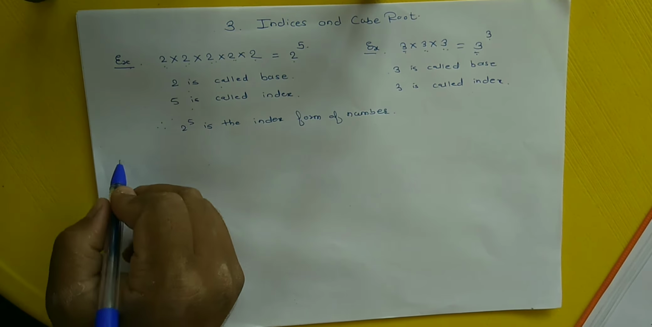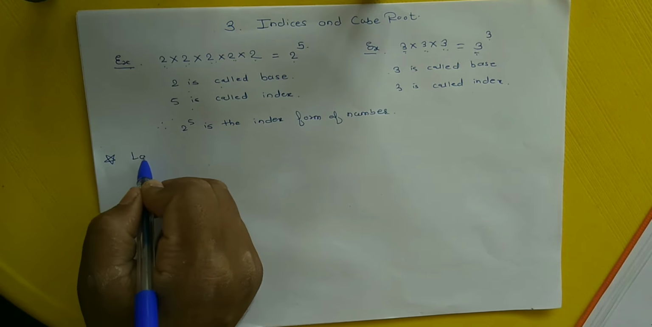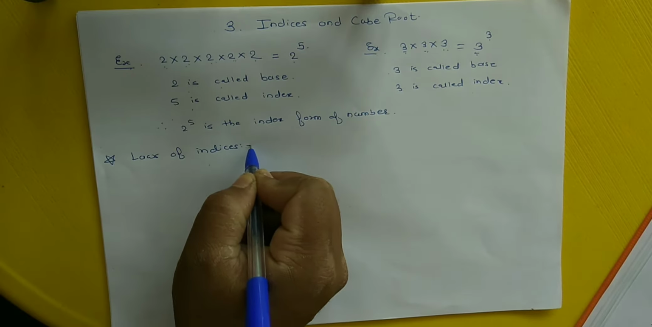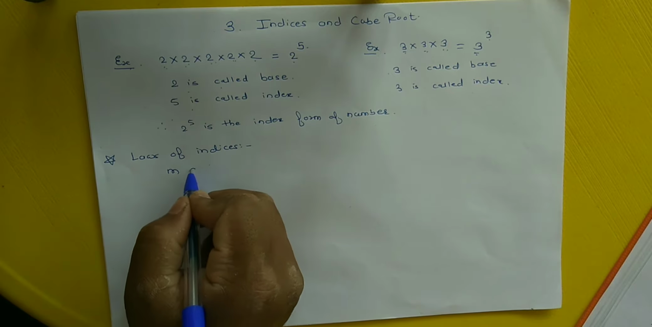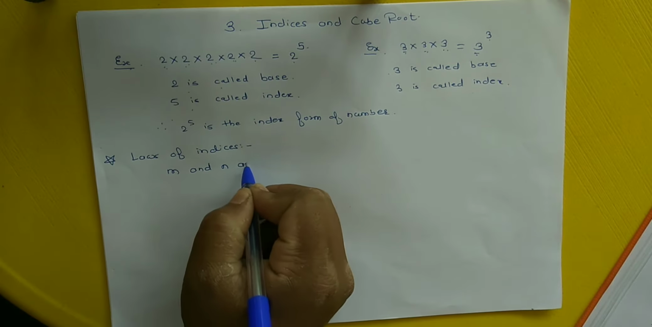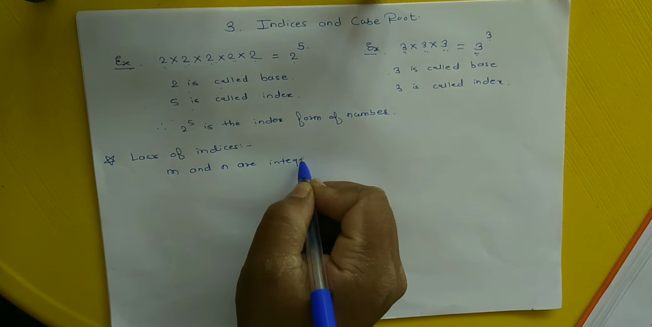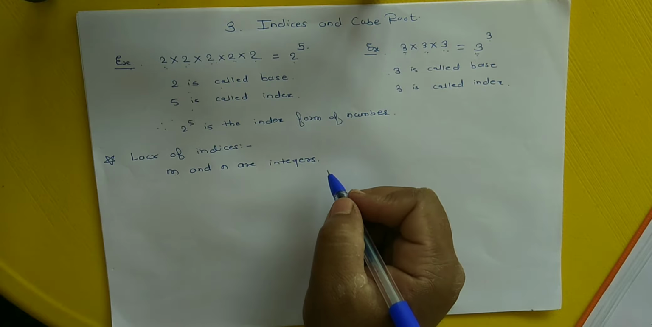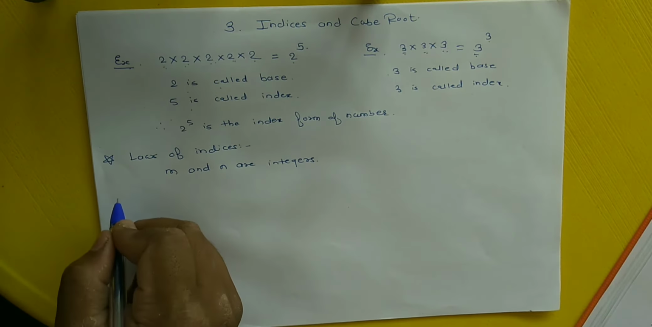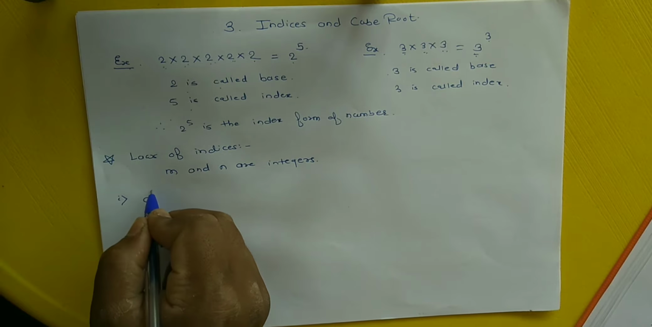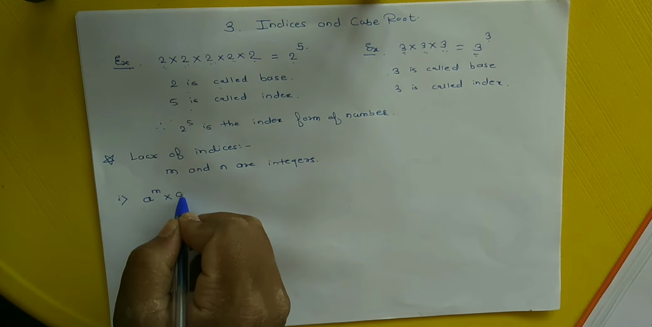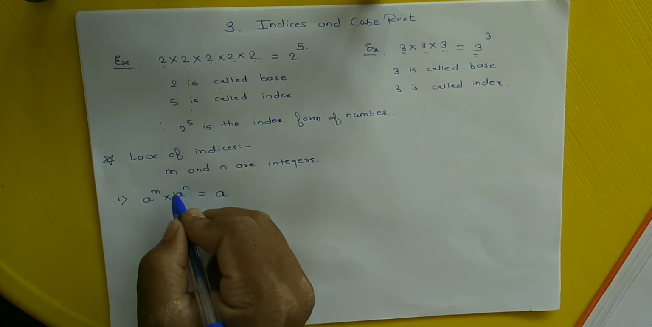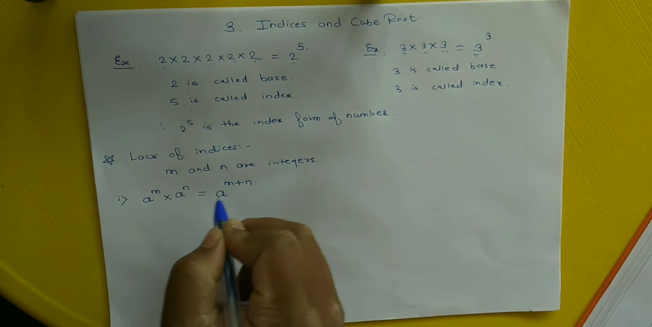Next we study the laws of indices. Suppose m and n are integers. We already studied that integers may include 0, positive numbers, and negative numbers. First, suppose we consider a to the power m into a to the power n. These powers, these indices, can be added when there is a multiplication.